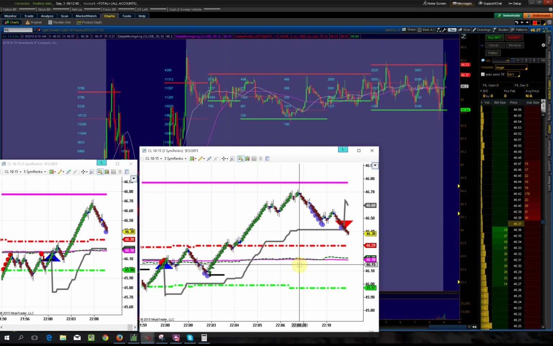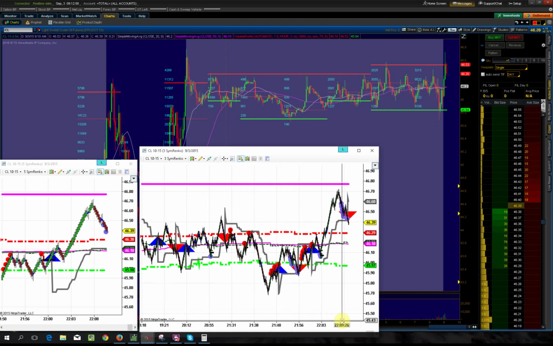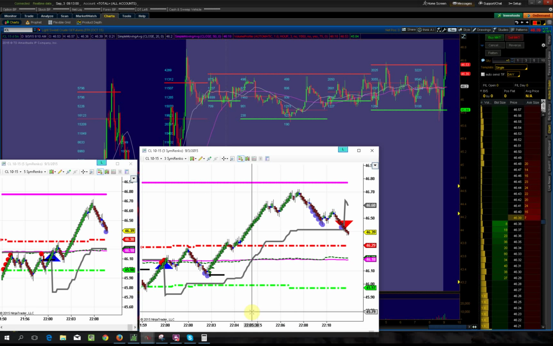If it comes down there and it starts to shoot back up, we can buy there with our protective stops, okay? Really need to see this thing push up further. This is what happens in a sideways market.